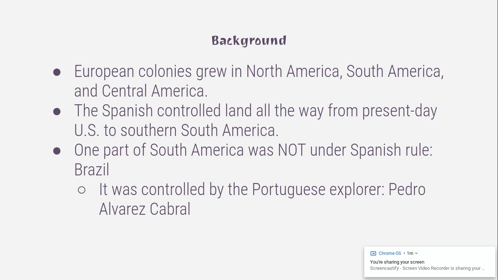Okay, so some background. European colonies grew in North America, South America, and Central America. The Spanish controlled land all the way from present-day U.S. to southern South America. One part of South America wasn't under Spanish rule, though, and that was Brazil, which was claimed by the Portuguese explorer Pedro Álvares Cabral, and Portuguese is spoken there today.